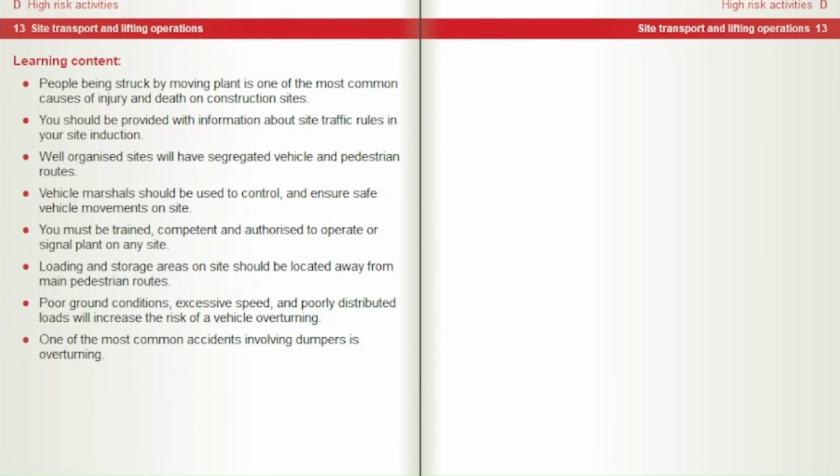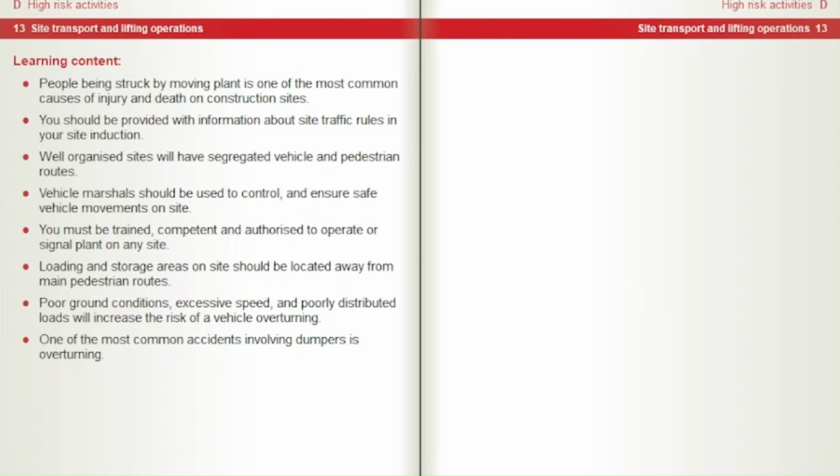People being struck by moving plant is one of the most common causes of injury and death on construction sites. You should be provided with information about site traffic rules in your site induction. Well-organised sites will have segregated vehicle and pedestrian routes. Vehicle marshals should be used to control and ensure safe vehicle movements on site.